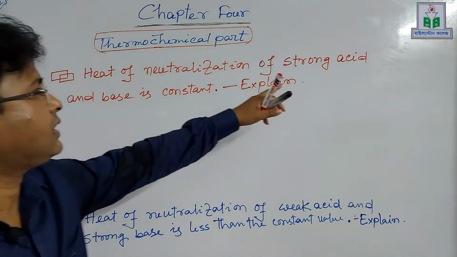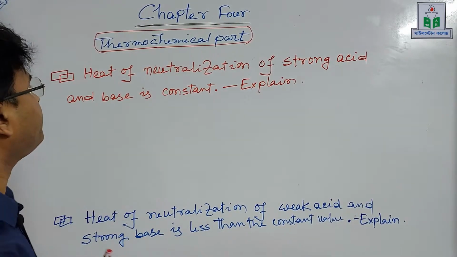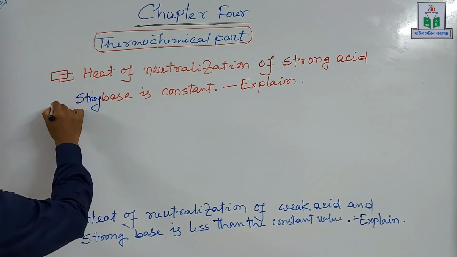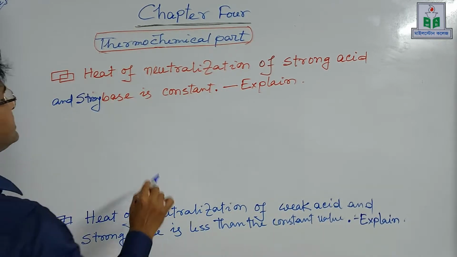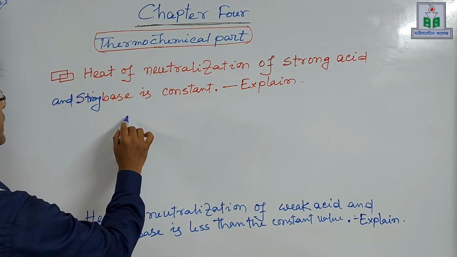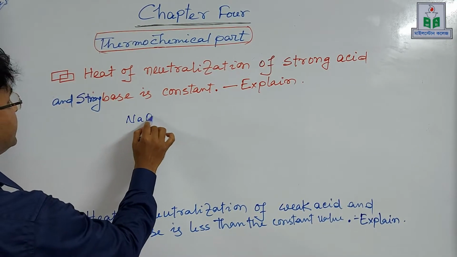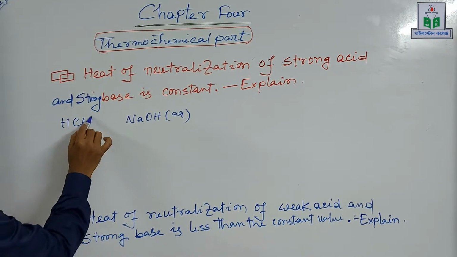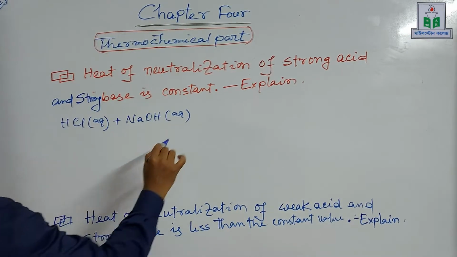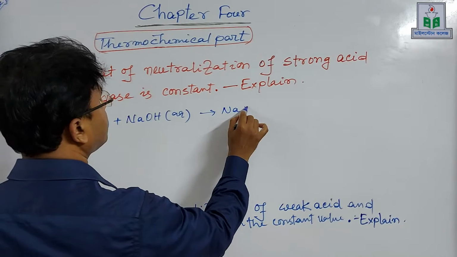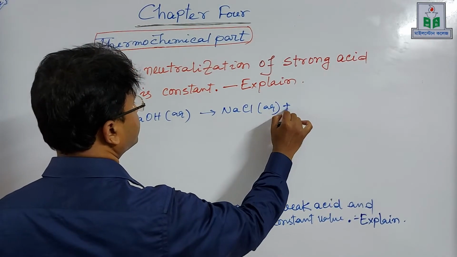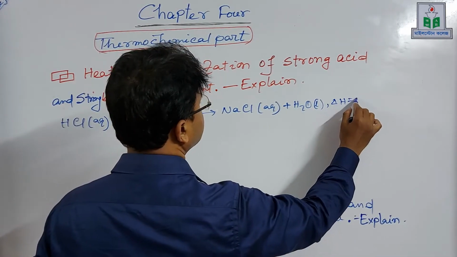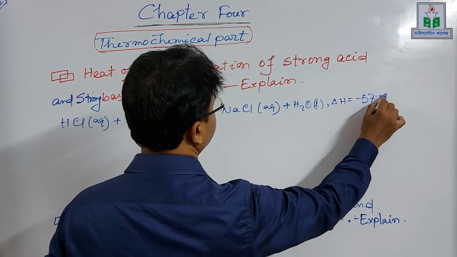Heat of neutralization of strong acid and strong base is constant. Dear students, I would like to show you two reactions. Sodium hydroxide, a strong base, and hydrochloric acid, a strong acid, produce sodium chloride and water. Dear students, in this case the delta H value is minus 57.34 kilojoule.